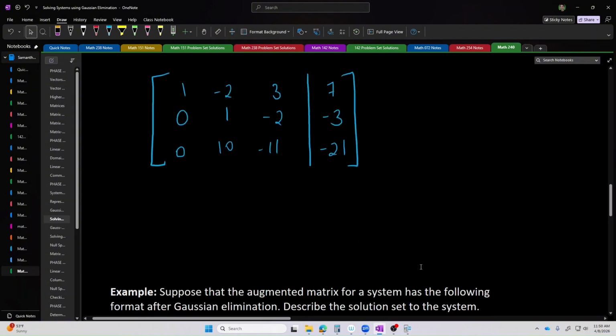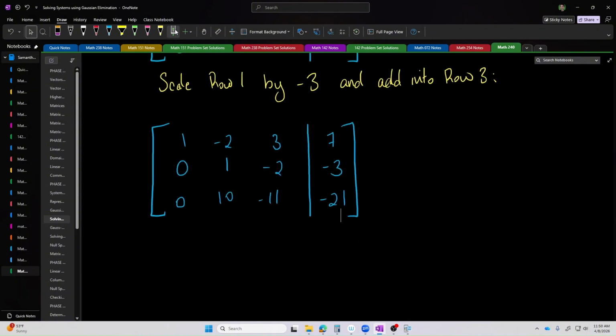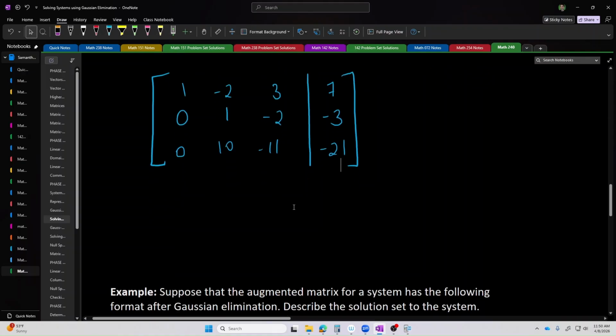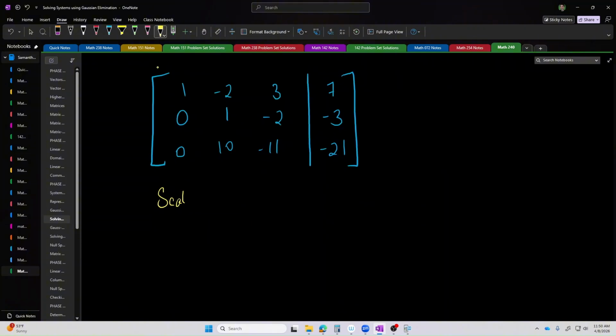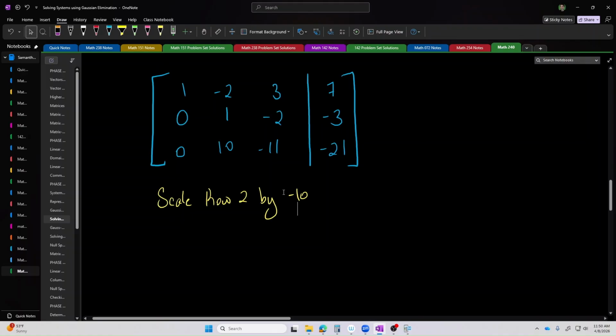Okay, so next, let's move to the next pivot in the matrix. The next pivot in the matrix is currently located right here, dead center. So I need to cancel out the pivots underneath that position. So I need to get rid of that 10. And to get rid of that 10, I'm going to scale row 2 by, in this case, negative 10. Again, I have a really simple scaling factor here because there's a 1 in this pivot position.